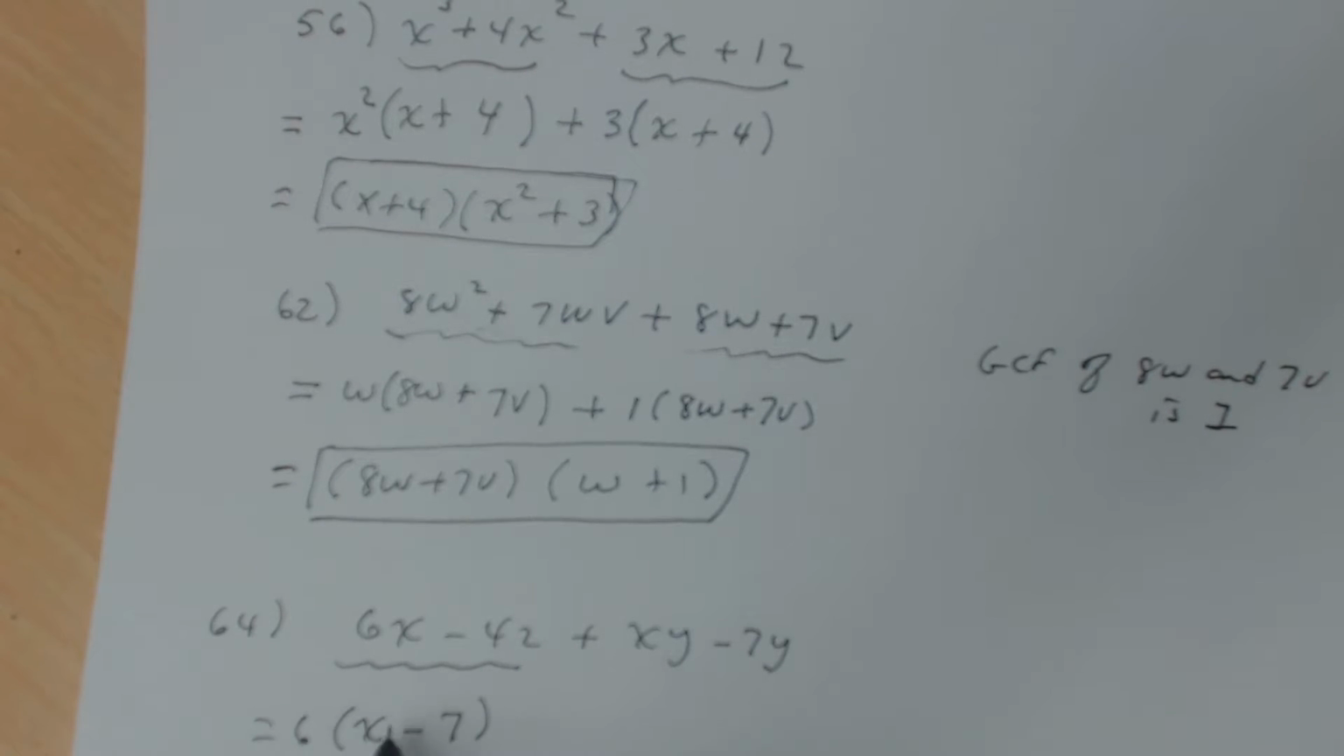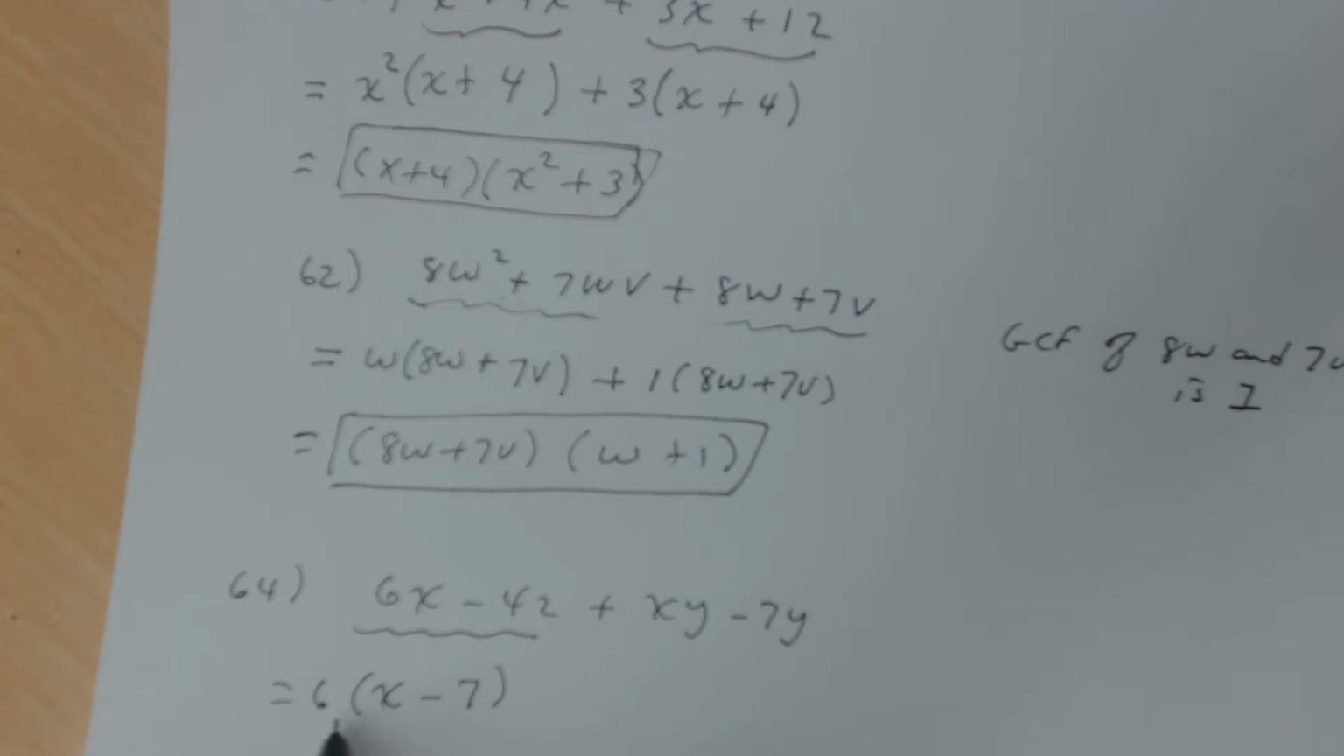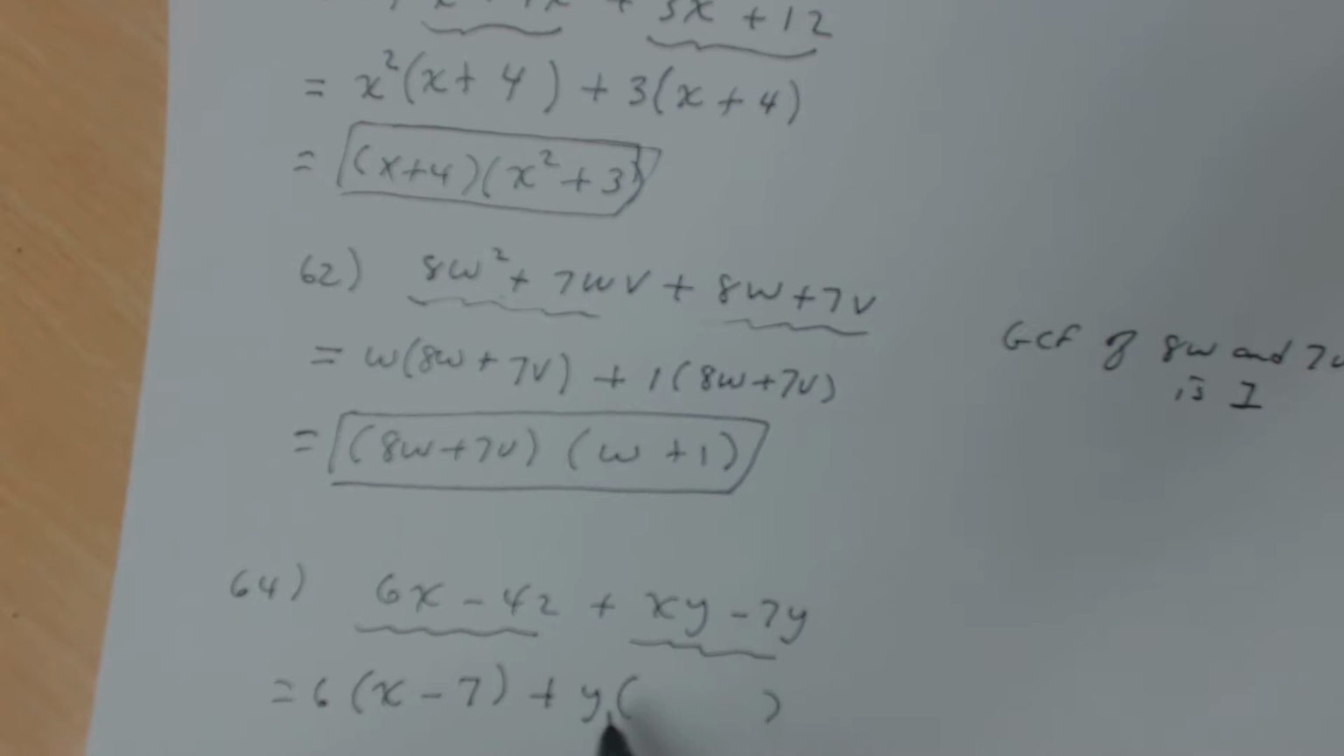And always check yourself. 6, use your distributive property. 6 times x is 6x. 6 times a negative 7 is a negative 42. All right, now from this group, it looks like the only thing I can factor out is the y. So I'm going to say plus y times, now I'm going to write it as a GCF times a polynomial that will give you these two terms back. So y times x gives us xy, minus y times 7, so y times the negative 7 gives us a negative 7y.